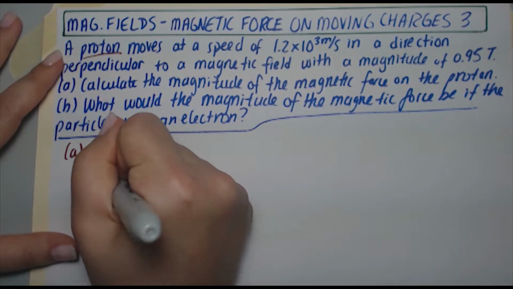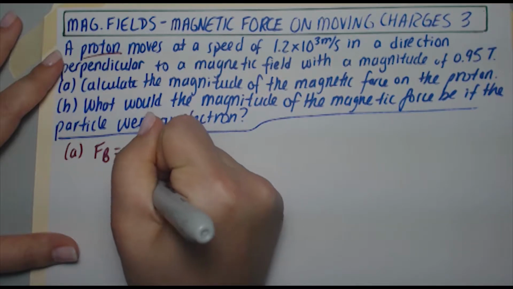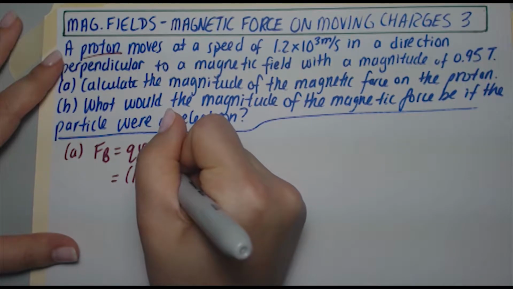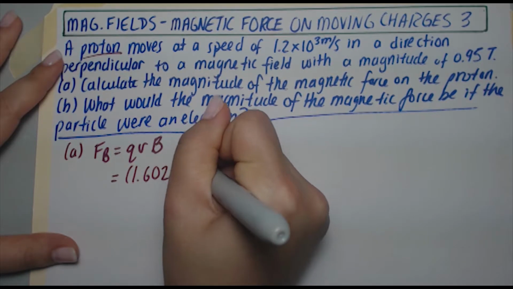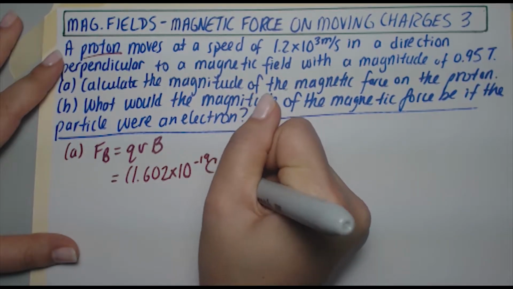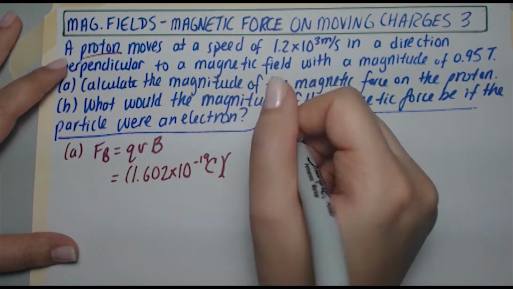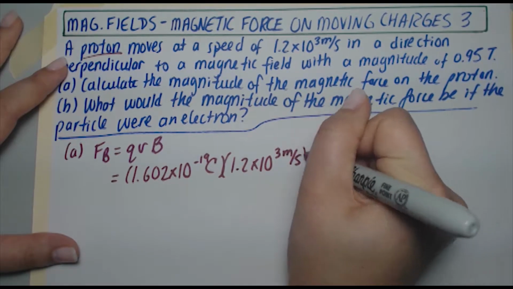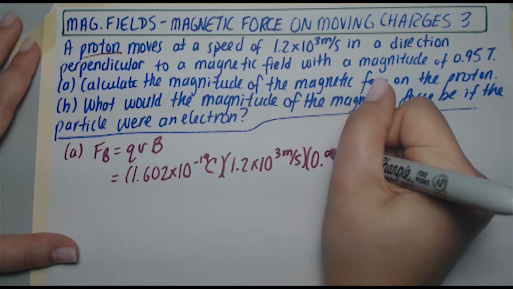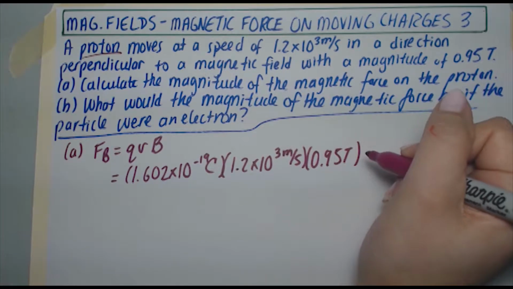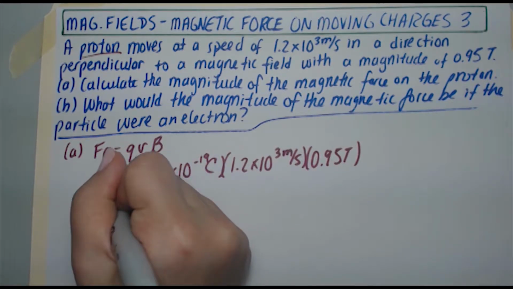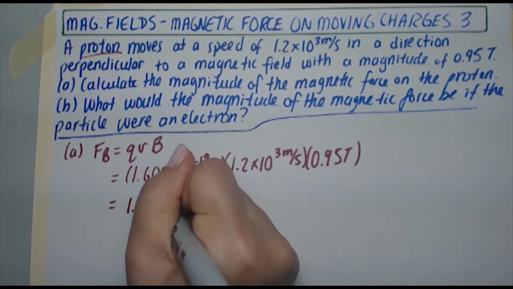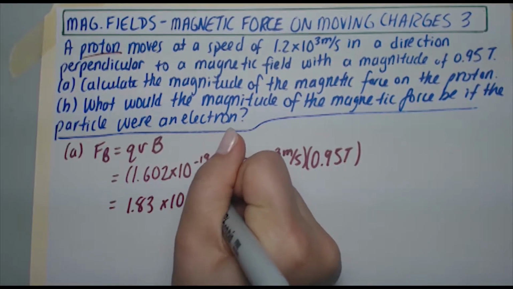So the charge of a proton is the elementary charge e, 1.602 times 10 to the minus 19 coulombs. The v is given to us in the problem, 1.2 times 10 to the 3 meters per second, and the magnetic field strength is 0.95 Tesla. So multiply those through, and you end up with 1.83 times 10 to the minus 16 newtons.